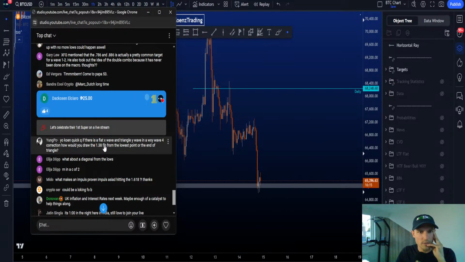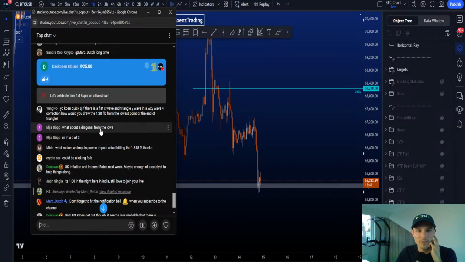If there is a flat X wave and triangle Y wave in a WXY, so a triangle in Y is rare, but how would you draw the 1.38? Well, you draw the 1.38 fib from the start of W to the end of W to the end of X for your target of Y. And your target of Y is between the 0.618 and the 1.382. But you take it from the start of W to the end of W to the end of X. Dackerson, thanks again. What about a diagonal from the lows? Too early. You would need at least wave 4.